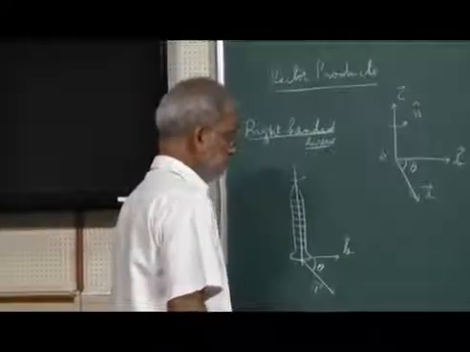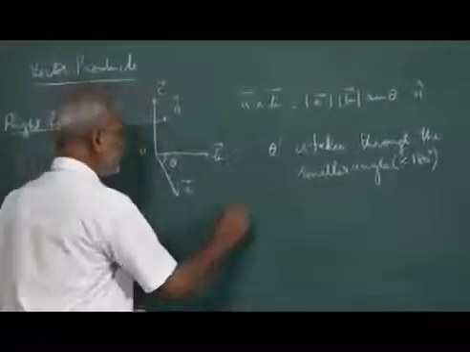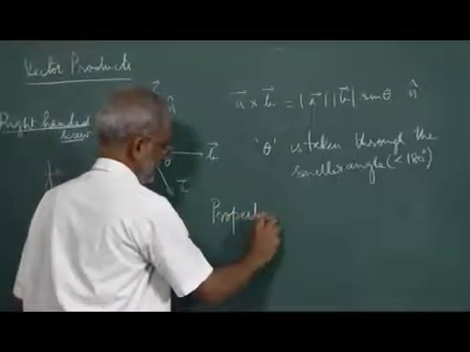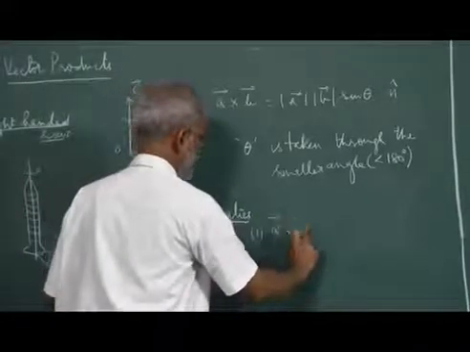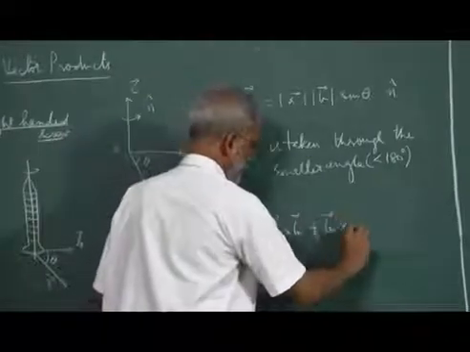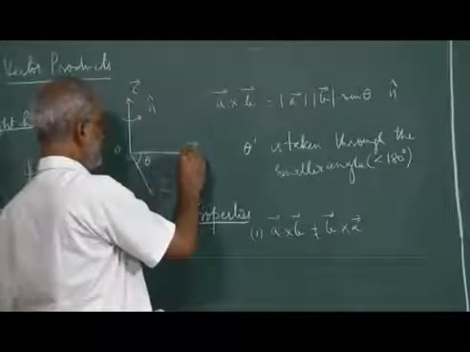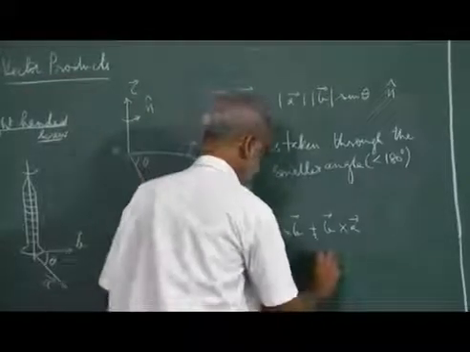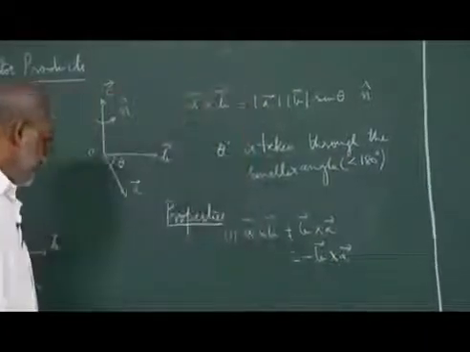Now this vector product between two vectors has various properties. The first one: A cross B is not the same as B cross A. Suppose we are taking A cross B, it is not the same as B cross A. When you take B cross A, you are rotating from B to A through the other way, right. So A cross B is the same as minus B cross A. These are the things which you can convince yourself.